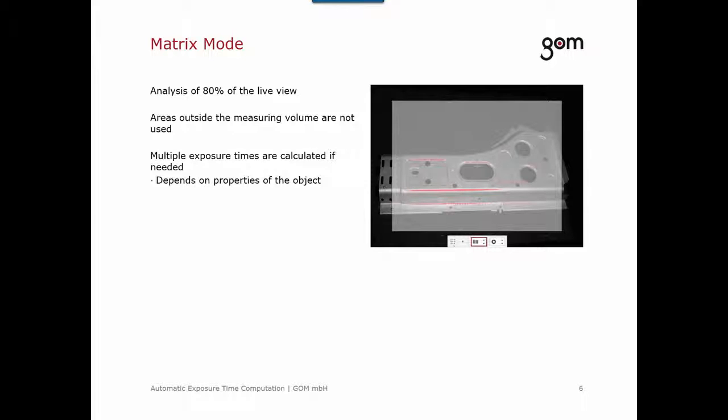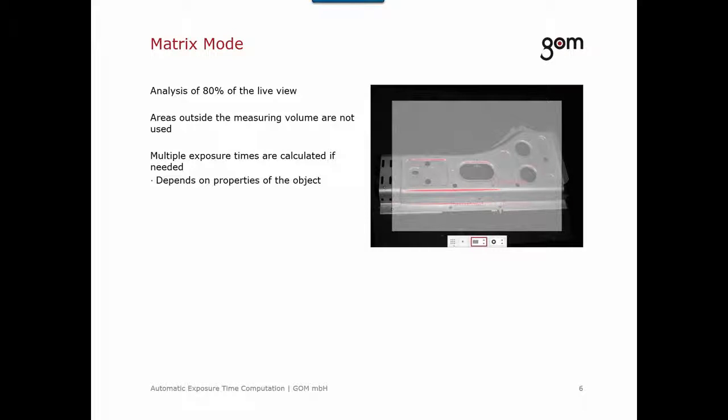The matrix mode can be used for more complex objects. As a consequence, multiple exposure times are calculated, but only if more than 1 exposure time is really needed. This depends on the properties of the object, for example if dark and bright areas exist.